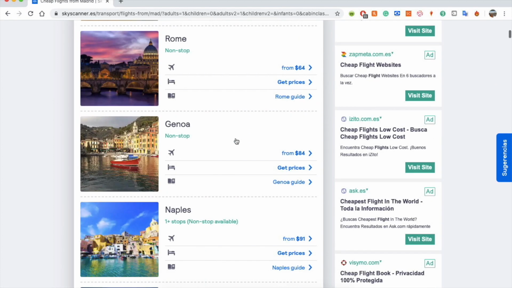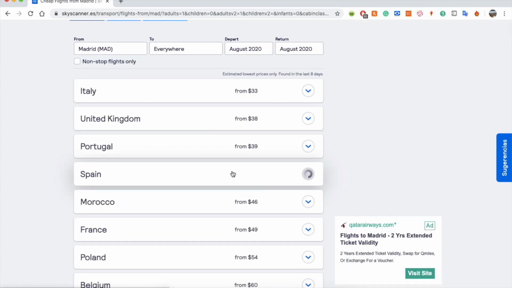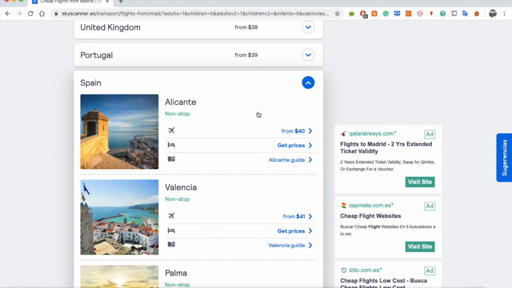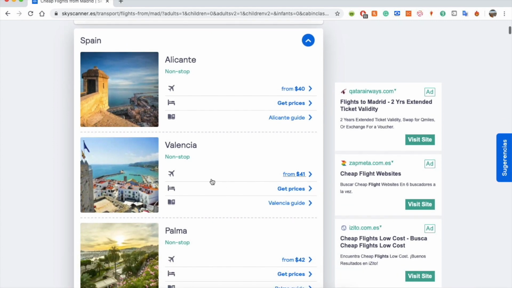Okay, but we're not trying to go to Italy. So let's see. Let me try another place in Spain. I can go to Alicante, 40, Valencia. Oh yeah, my friend lives in Valencia. Shout out Anna. So let's look at the flights here actually.